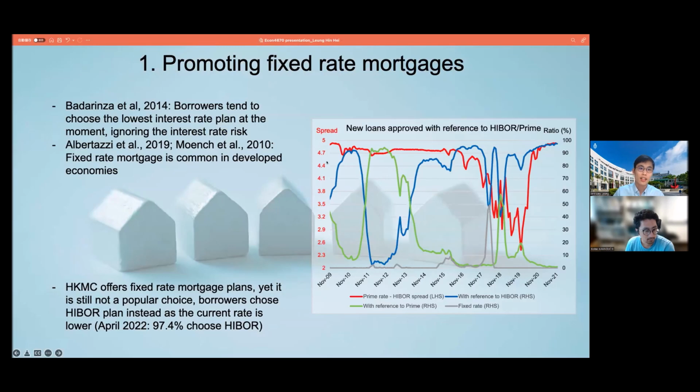And the fixed rate is also not very popular in Hong Kong, because HKMC has offered fixed rate mortgage plans, but actually not many people have taken them, choosing the HIBOR plan instead.